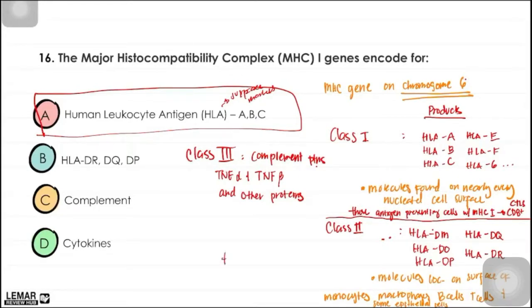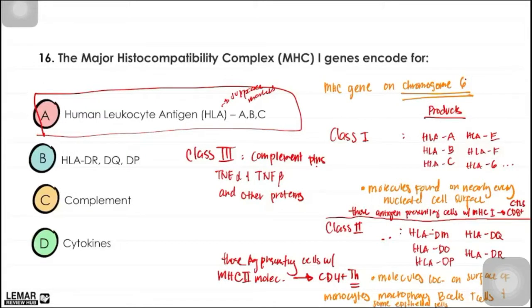Again, so those antigen presenting cells with MHC class 2 molecules, they present antigens to the CD4 positive T cells. So CD4 positive T cells, these are our T helper cells.